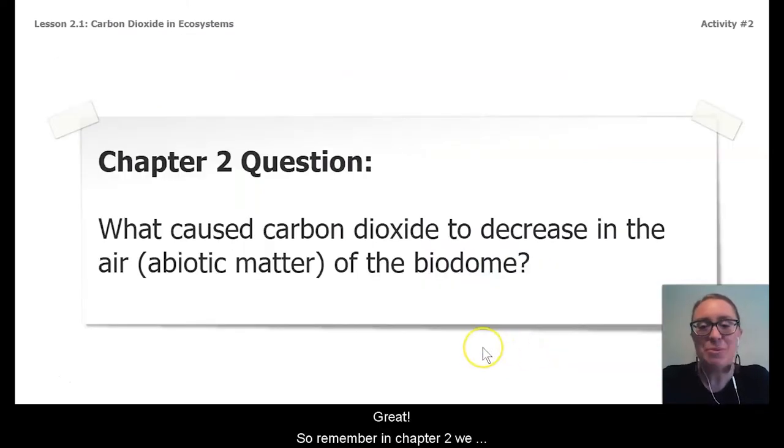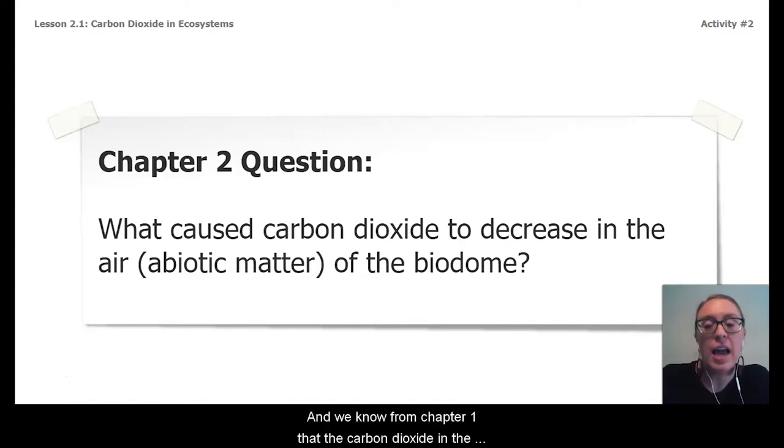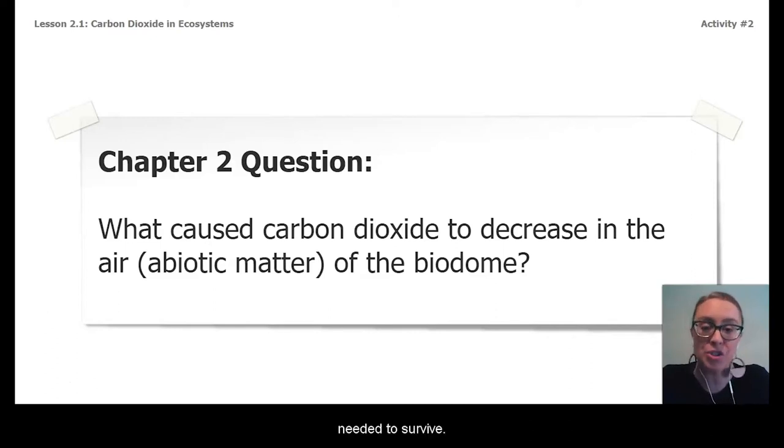Great. So remember in chapter 2, we are trying to determine what caused the carbon dioxide in the air of the biodome to decrease. And we know from chapter 1 that the carbon dioxide in the air decreased because this lack of carbon dioxide is why our producers were not able to produce enough energy storage molecules that all of the living things in the biodome needed to survive.